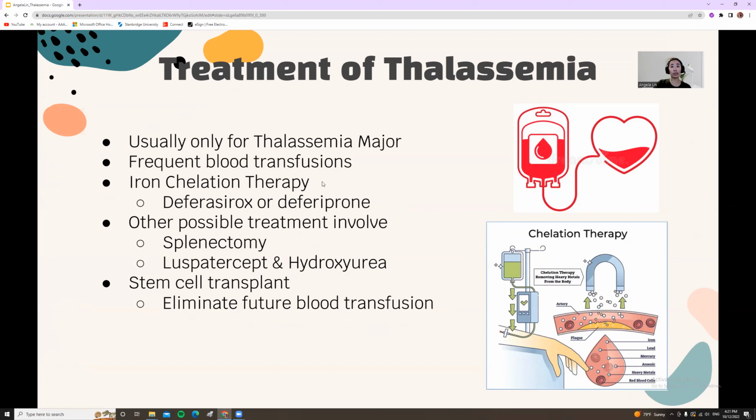Frequent blood transfusions are then given, followed by iron chelation therapy in order to remove the excess iron from blood transfusions. Deferasirox and deferiprone are chelating drugs given to help rid the body of excess iron. Other possible treatments can involve splenectomy for patients who suffer from splenomegaly. Medicines such as luspatercept and hydroxyurea can be prescribed to lessen the number of blood transfusions needed. And children with severe symptoms can go through a stem cell transplant to eliminate the need for frequent blood transfusions.